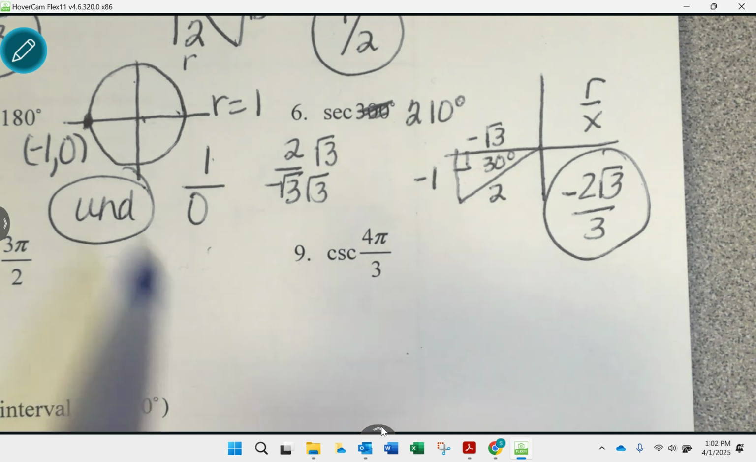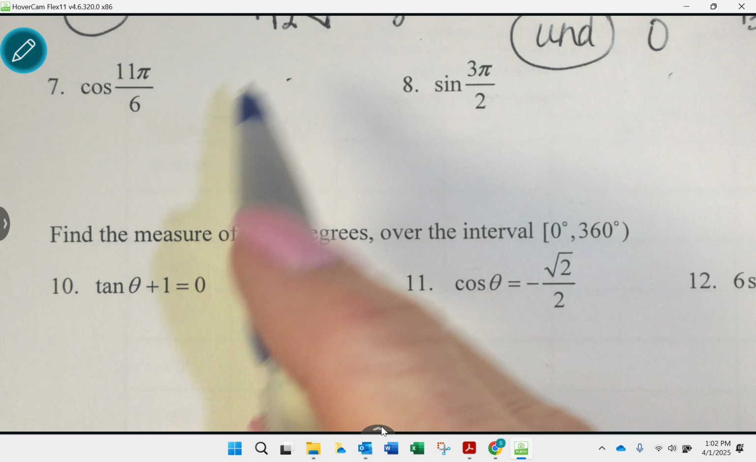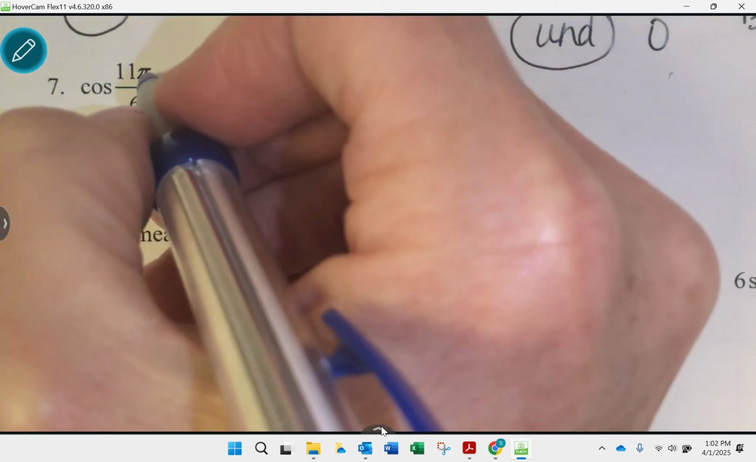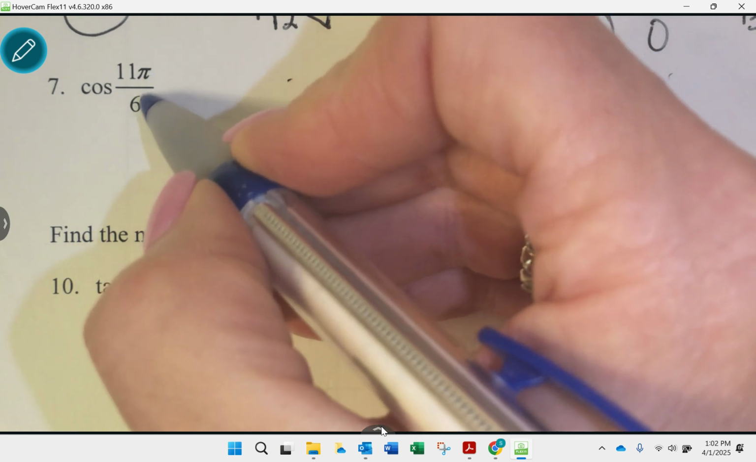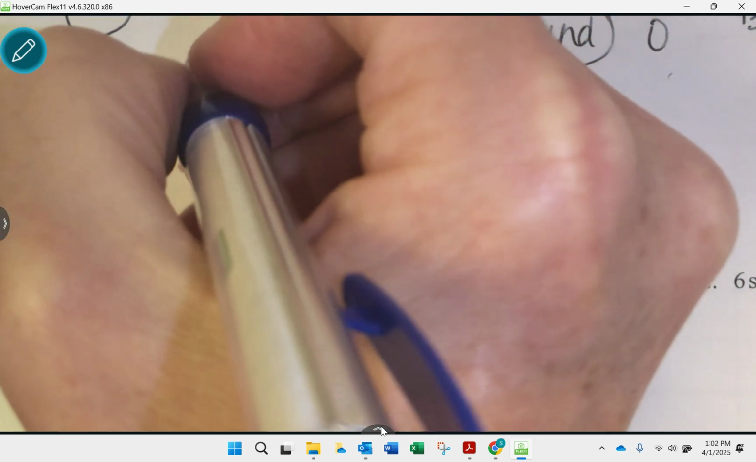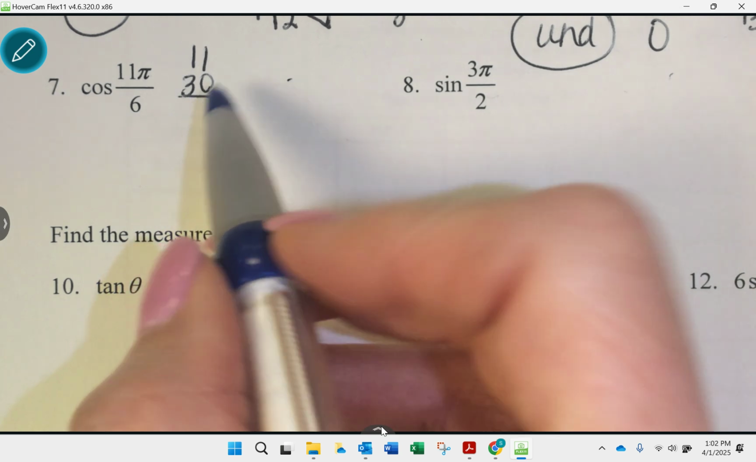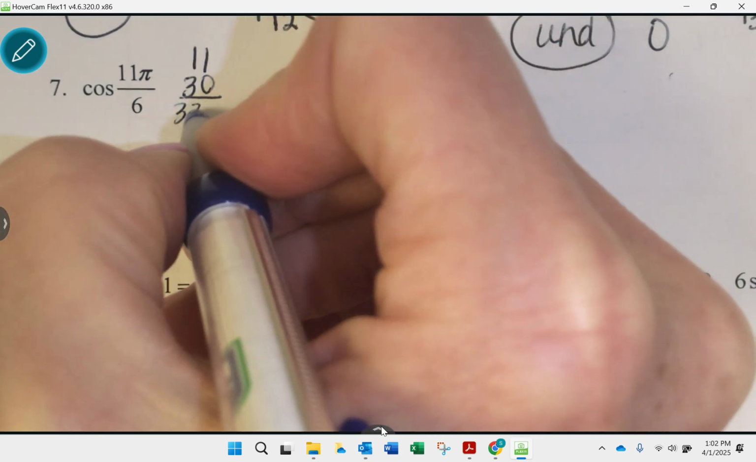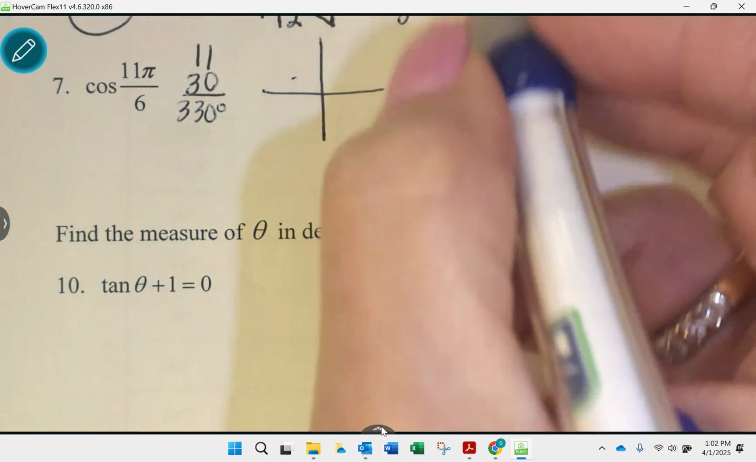Great. Okay, what's the difference between all the ones we've done 1 through 6 and the ones in 7 through 9? Radians, okay? So this is a little tougher. We're going to have to think of this in degrees for now. So pi is 180. What's 180 divided by 6? 30. So I'm going to do 11 times 30. Do you know 11 times 30? 330. It's 330. You can get out a calculator if you need to.